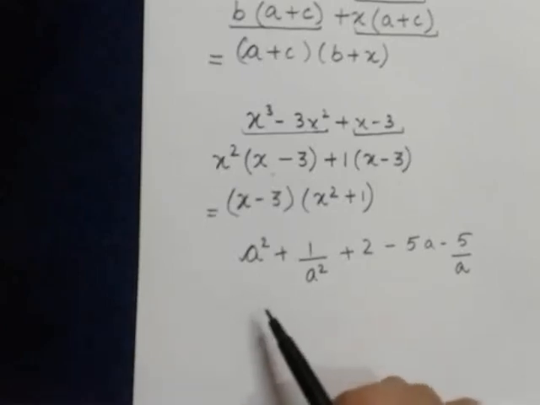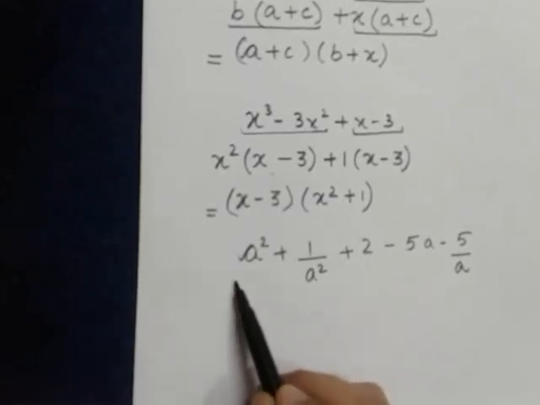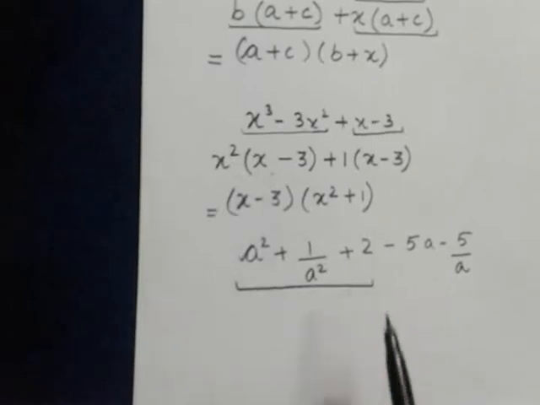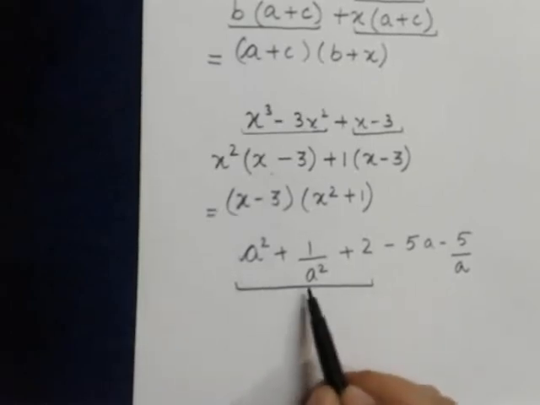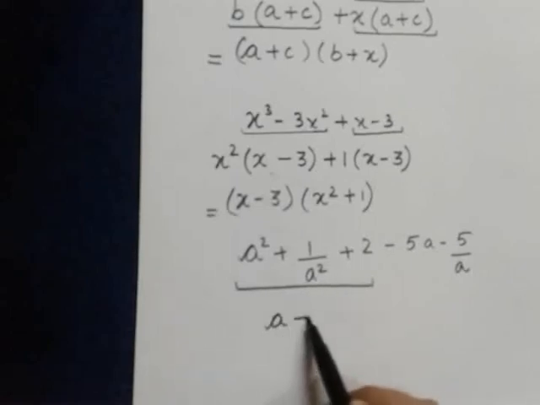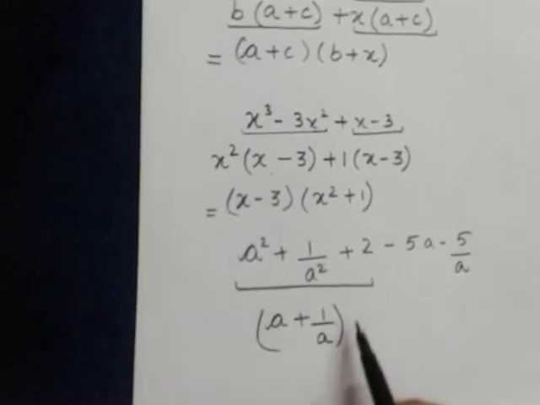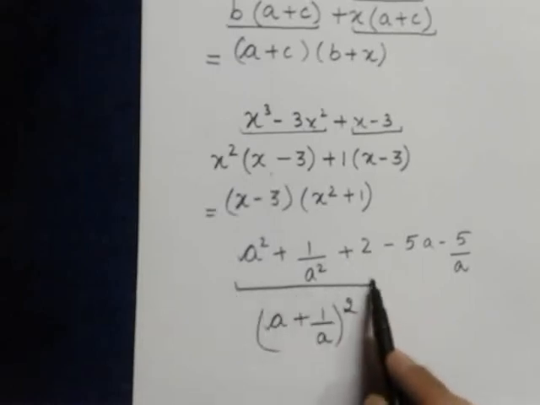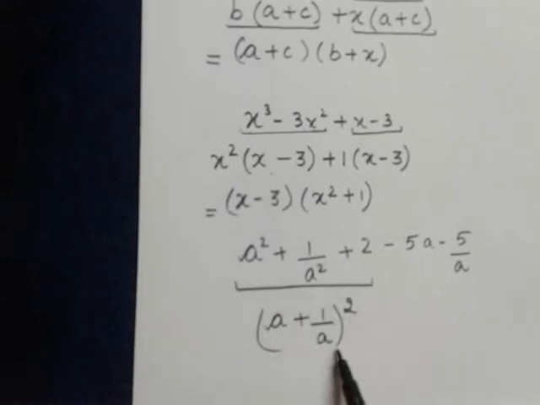Recently we did the chapter on expansions. This reminds us of one formula of expansions. What was the formula? a square plus 1 upon a square plus 2. This expansion was for the expression a plus 1 upon a whole square. So these three terms will be written as a plus 1 upon a whole square.